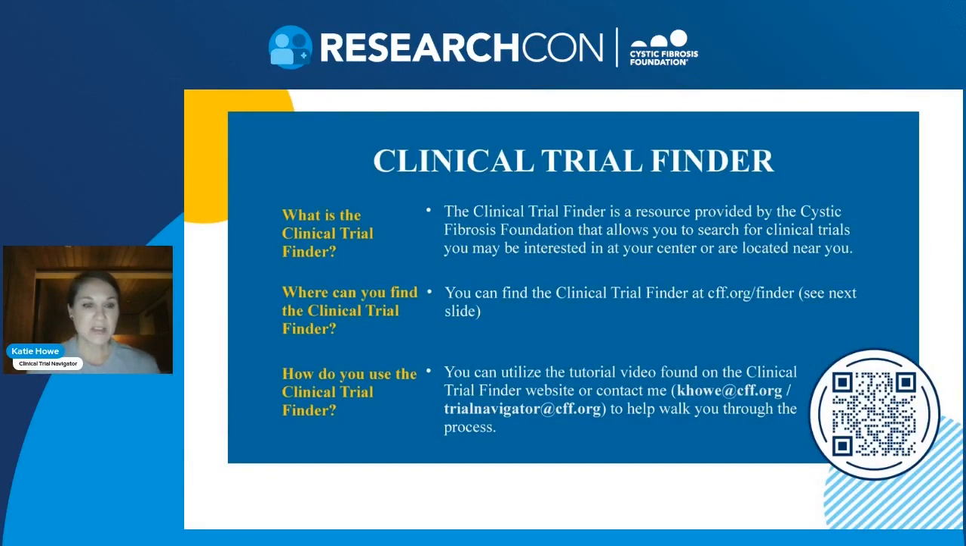So in addition to talking about navigating clinical trials, I want to go over a handful of resources that are available to you. One is, and the biggest one I would probably say, is the Clinical Trial Finder. And this is a resource provided by the Cystic Fibrosis Foundation that allows you to search for clinical trials you may be interested in at your own center or located near you. You can find the Clinical Trial Finder at this web address that will also be provided in the resources. And if you need help utilizing the Clinical Trial Finder, there is a tutorial video on the website, or you can contact me and I can help you walk through the process.